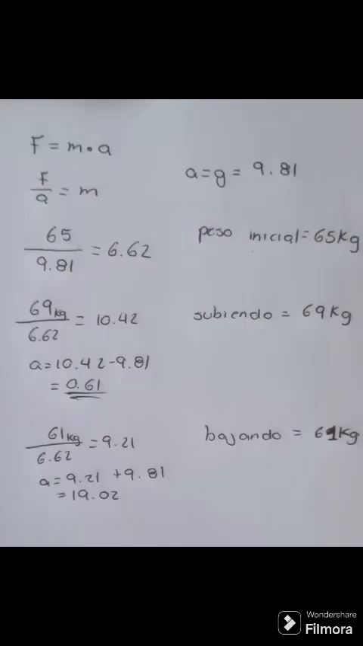We use the formula of force over acceleration to get the mass. When we get the mass, we divide the result by the weight it gave when going up the elevator, and we subtract 9.81 from the result, and we do the same with the weight when going down the elevator, but we add 9.81 to the result of the division.